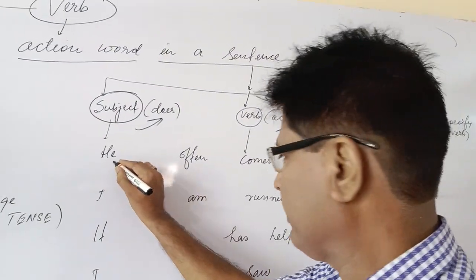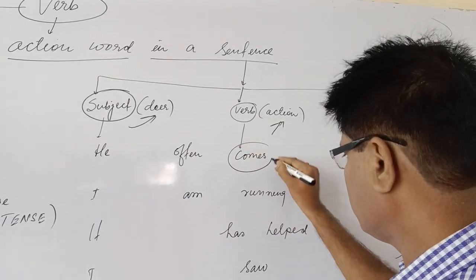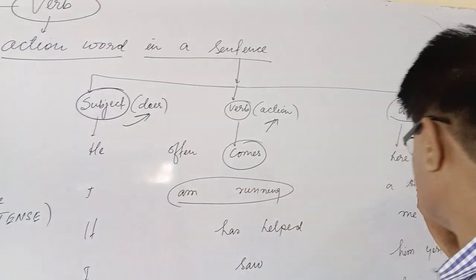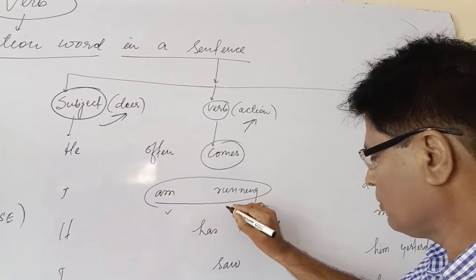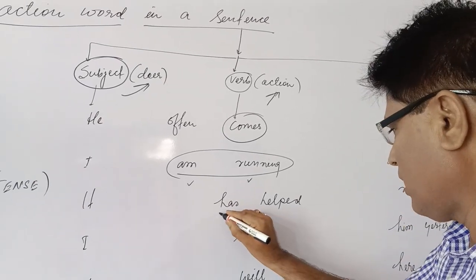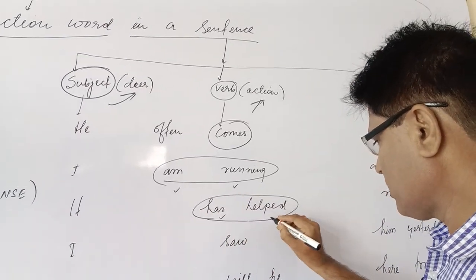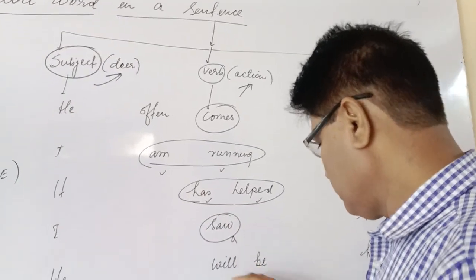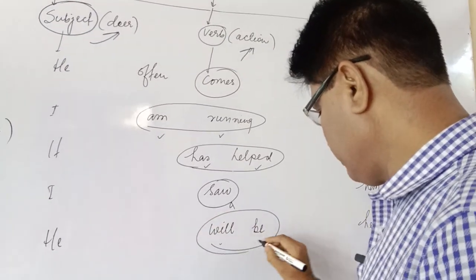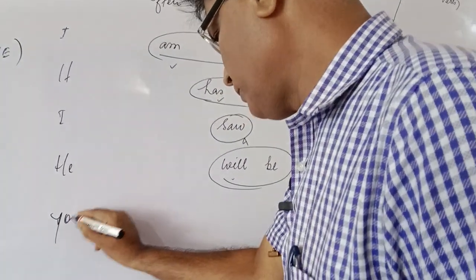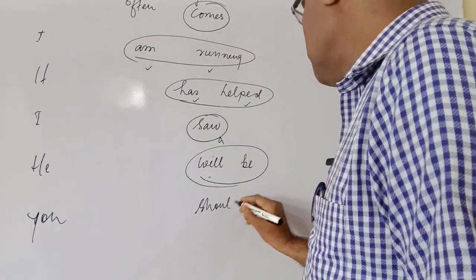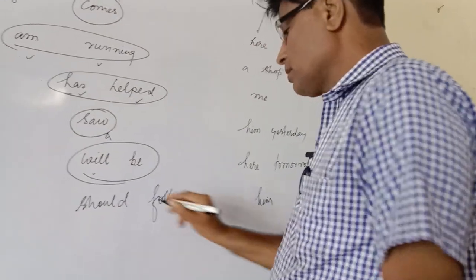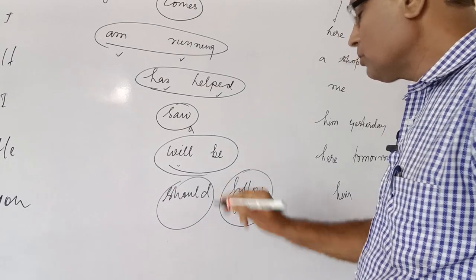When you say, "He often comes here," comes is the verb. In "I am running," am and running are both verbs. In "It has helped," has and helped are both verbs. In "I saw him yesterday," saw is the verb. In "He will be here tomorrow," will be is the verb. In "You should follow him," should is also a verb and follow is also a verb.